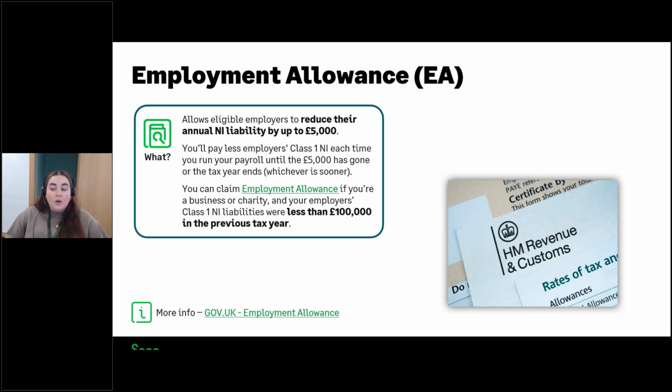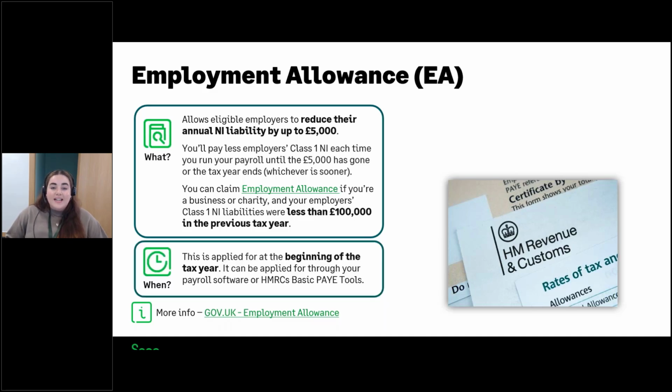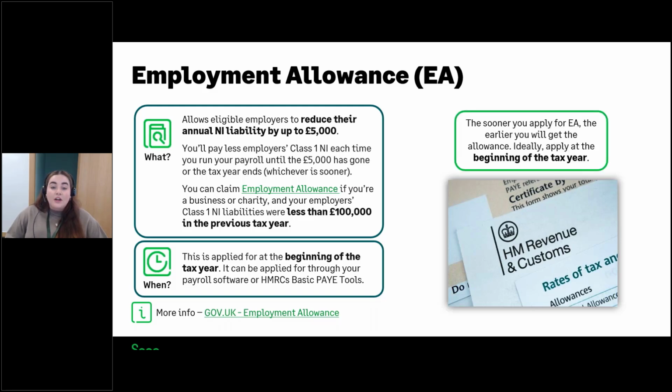And you can claim employment allowance if you're a business or charity and your Class 1 national insurance liabilities were less than £100,000 in the previous tax year. Now this is ideally applied for at the beginning of the tax year, but that is not vital. You can apply for it and claim it at any time in the tax year. But of course, the earlier that you apply for it and claim it, the sooner that you will get that allowance.